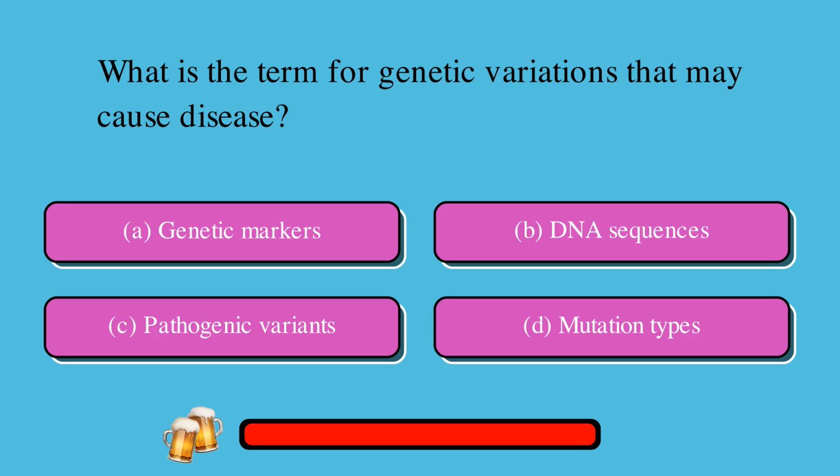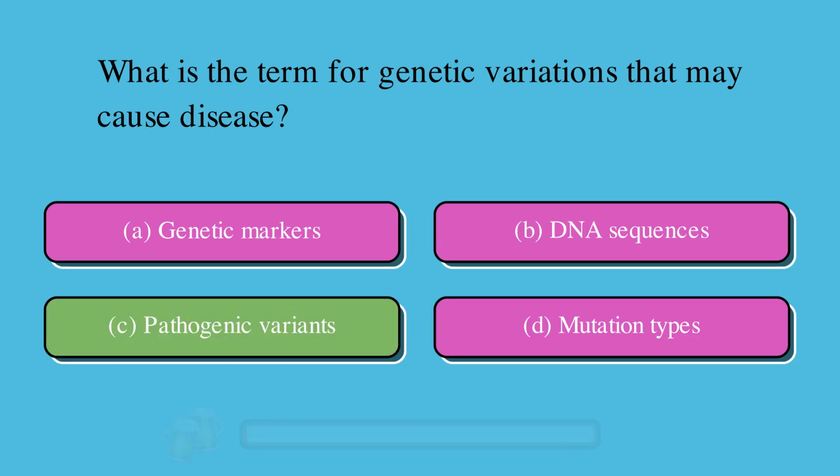What is the term for genetic variations that may cause disease? A. Genetic markers, or B. DNA sequences, or C. Pathogenic variants, or D. Mutation types? The correct answer is C. Pathogenic variants.